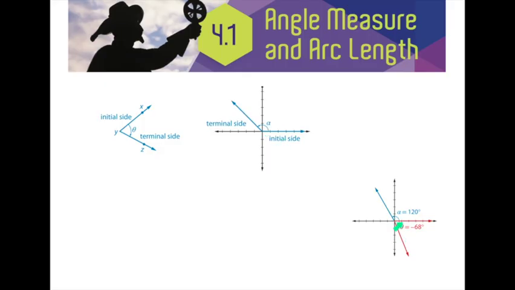So like from here, if I did 120 degrees, I would assume I'm going counterclockwise 120 degrees. If I said negative 68, I would assume I was going clockwise, negative 68. So counterclockwise, positive, clockwise, negative. All right? Always starting from here. Initial side, terminal side. That's how it will be from here on out, right? Anytime you're on the coordinate plane.